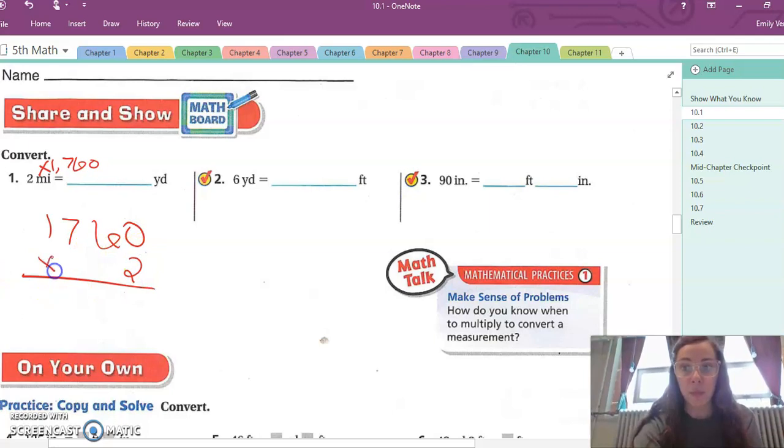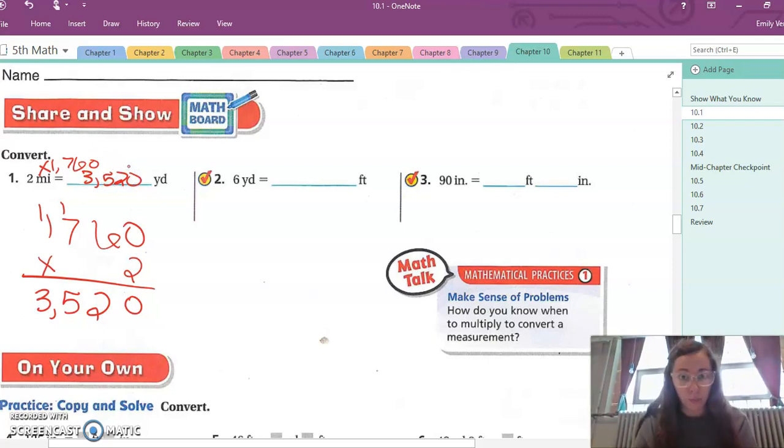2 times 0, 2 times 6, 2 times 7 plus 1, 2 times 1 plus 1. Looks like 3,520 yards is 2 miles. Okay, and that's it. You're done. You converted. So if someone is ever asking you, I wonder how many yards are in 2 miles, you can say, I know how to do that. And then you can help them do it.